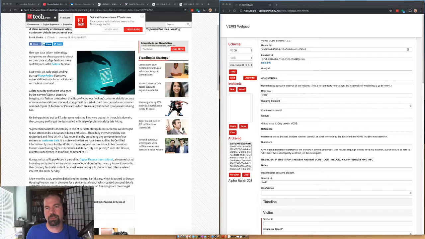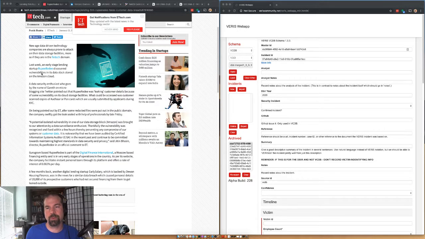"New age data-driven technology companies", that's padding. "Ruby discovered vulnerabilities on its data stack." Probably using the word vulnerabilities pretty loosely there. "A data security enthusiast who goes by the name of Gareth on microblogging site Twitter", for those that didn't understand what it was, "pointed out it was leaking customer details because of some cloud storage. What we could access was customer scan copies of Aadhaar or PAN cards, which are usually submitted by applicants during KYC." So they explained what Twitter is, but didn't spell this out. Okay. "On being pointed out, after the same redacted files were put out in the public domain, the company swiftly got the leak sealed, helped by professionals, by late Friday."